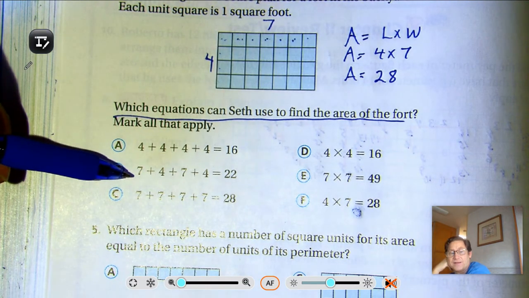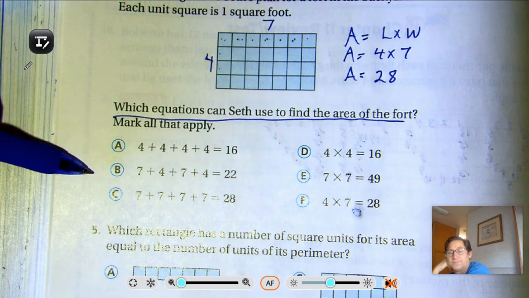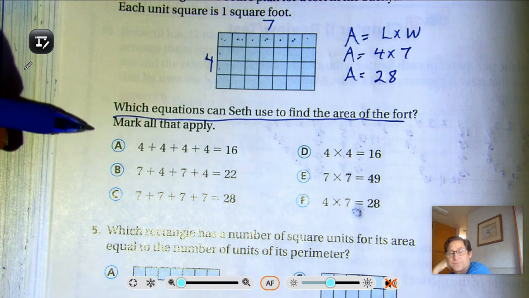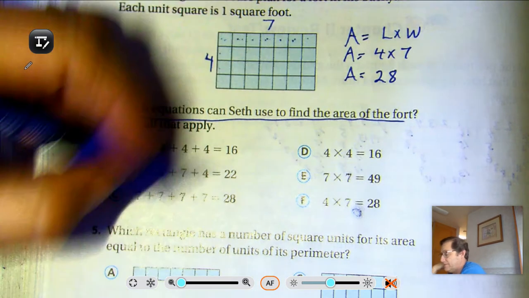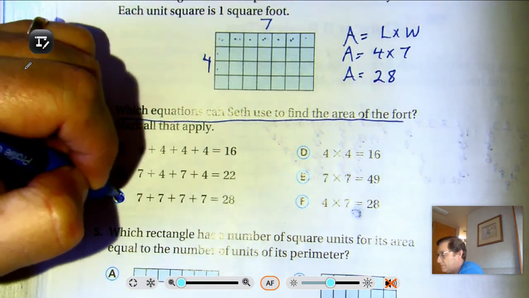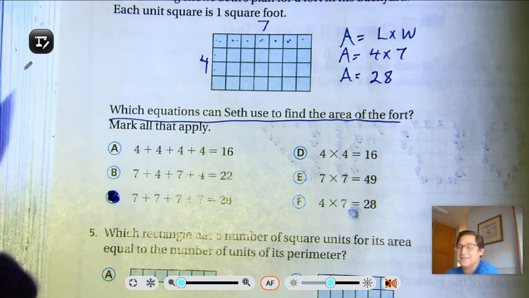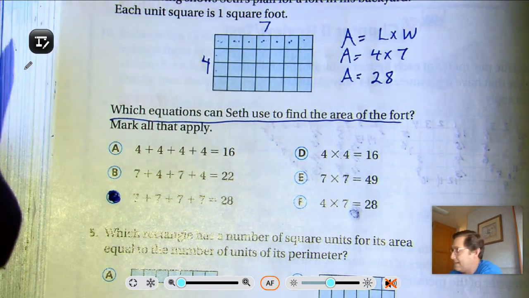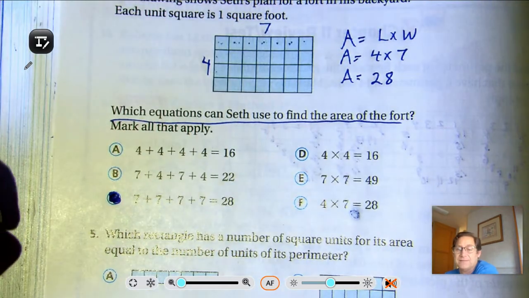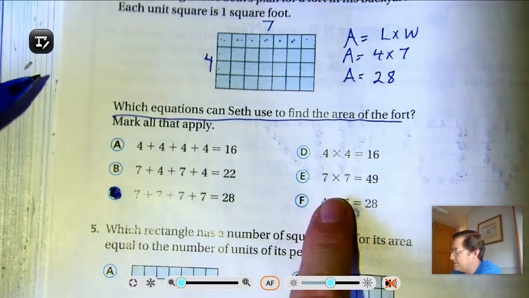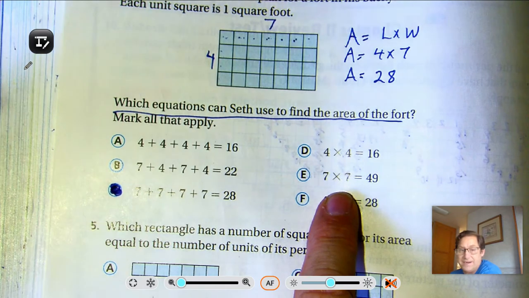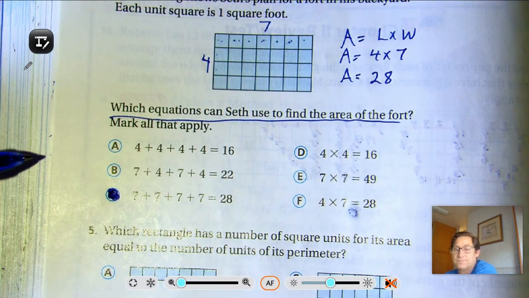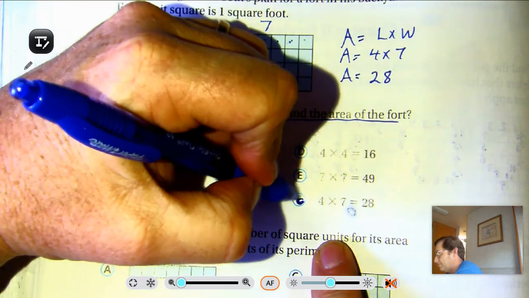B. No, that's the perimeter, 7 plus 4 plus 4. Area we find by multiplying. 4 sevens? Yeah, 4 sevens. That's 28. Okay, so C is a possible answer. D, 4 times 16. Well, they are multiplying, but it's not 4 by 4. It's 4 by 7. 7 is multiplying and finding area, but his figure is not 7 times 7. It's 7 times 4. So F will work.